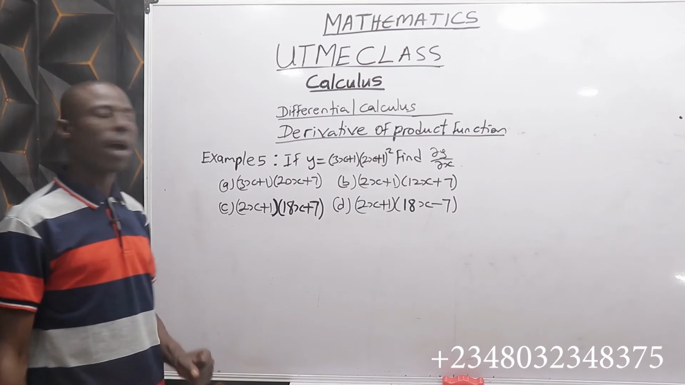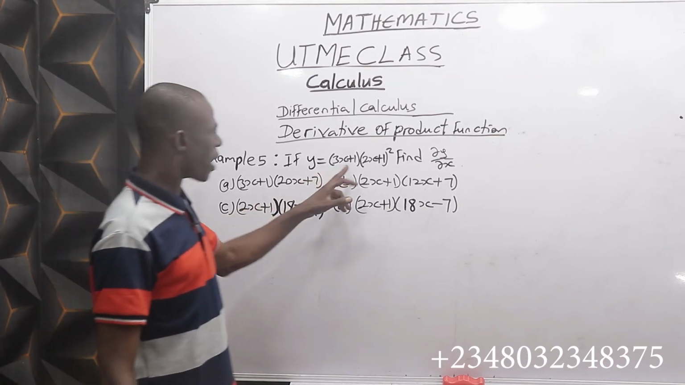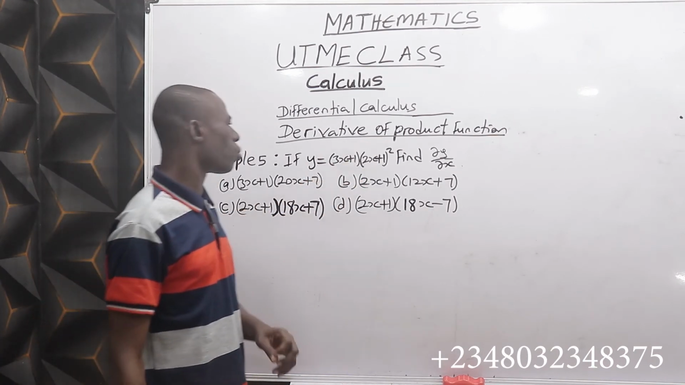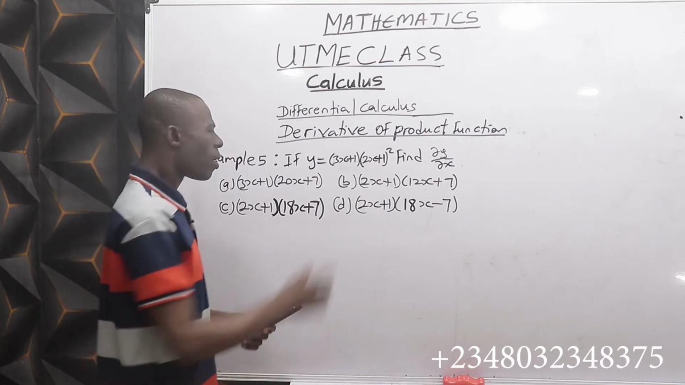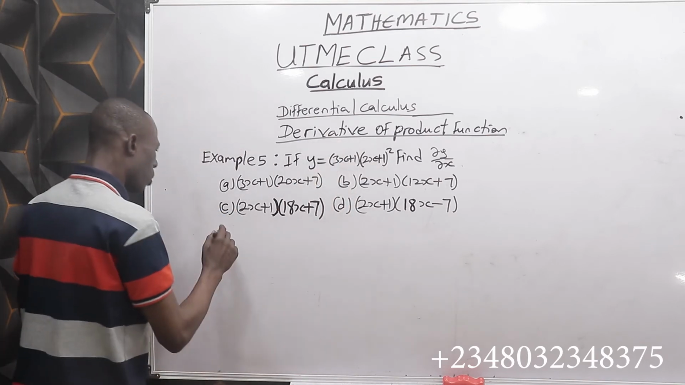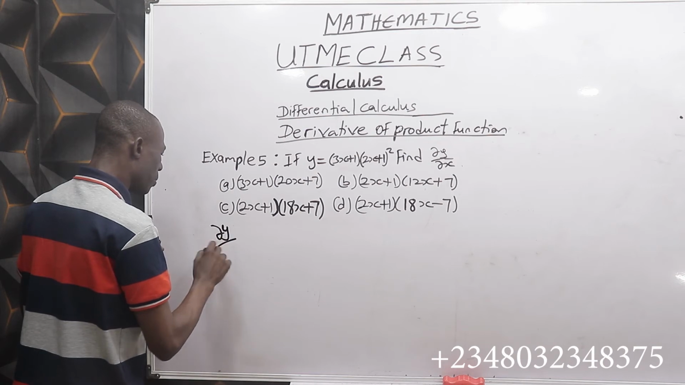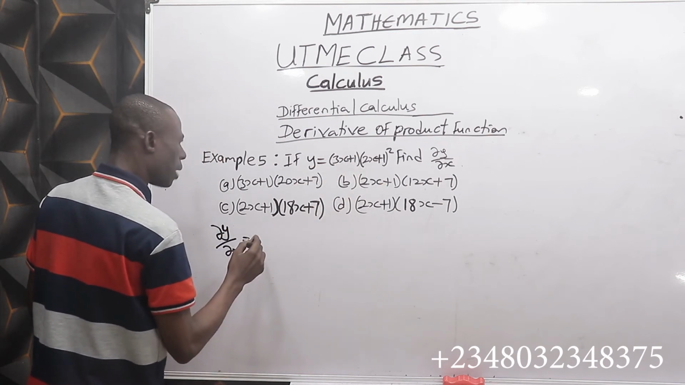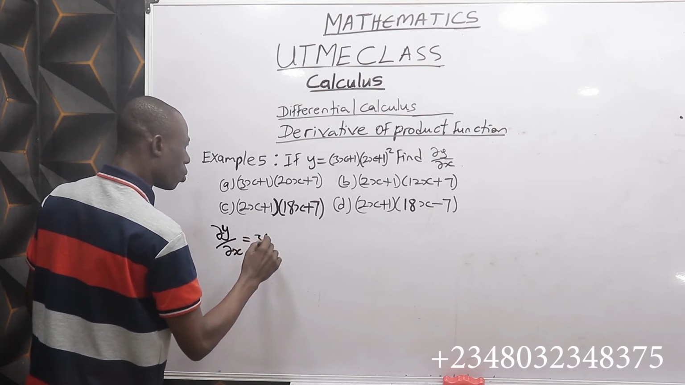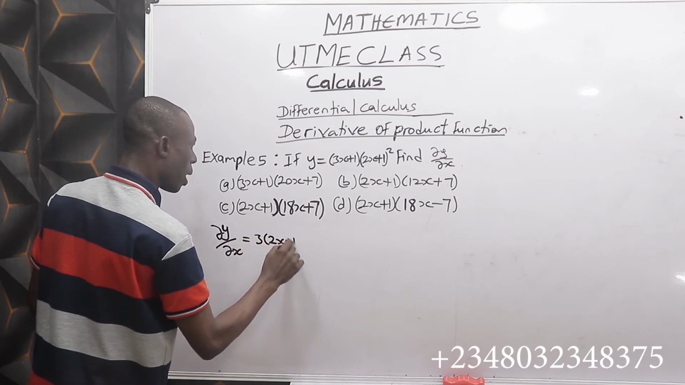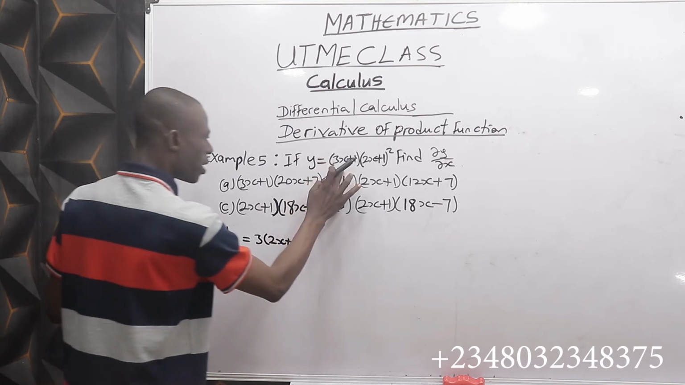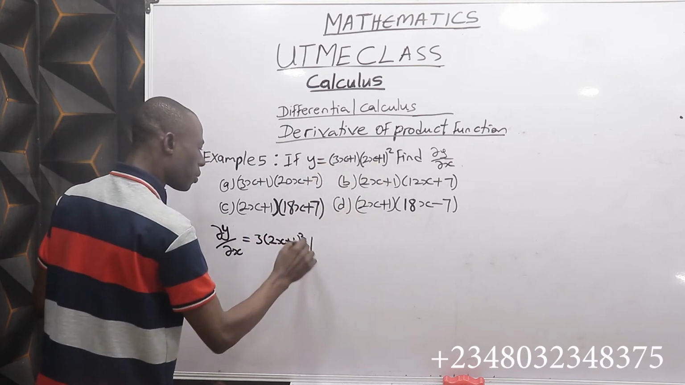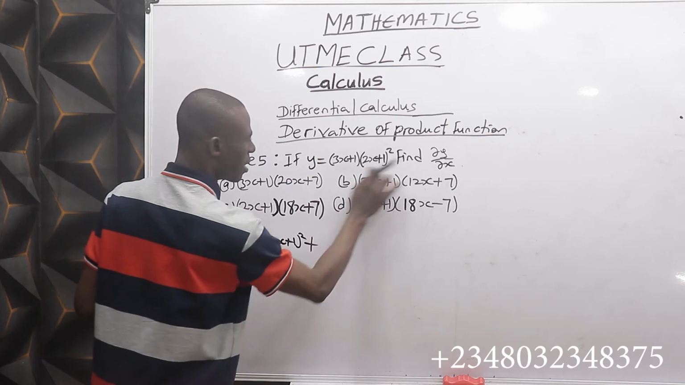Let's consider example 5. If y equals 3x plus 1 in bracket into 2x plus 1 in bracket raised to power 2, find dy/dx. The dy/dx will be: differentiate the first term, and that will give us 3, 3 into 2x plus 1 all raised to power 2. You differentiate this, use it to multiply this, plus differentiate the second term.